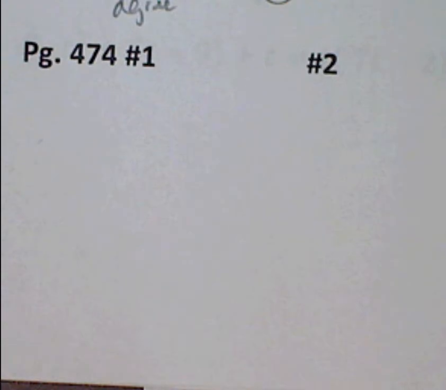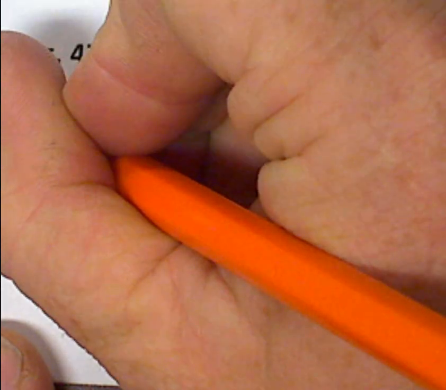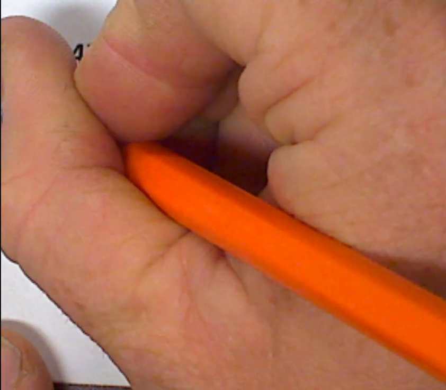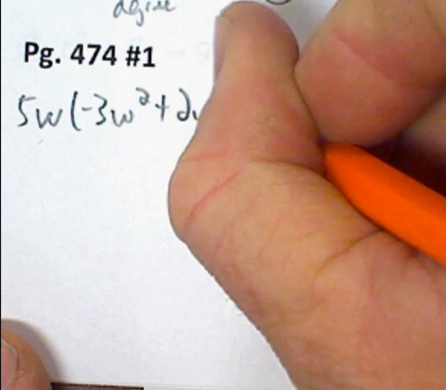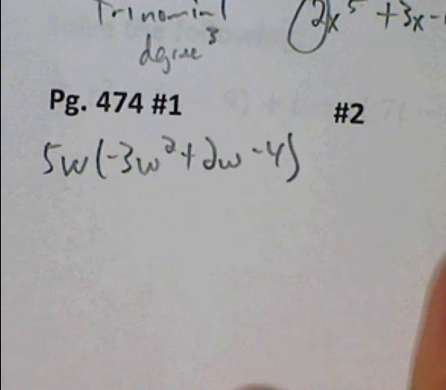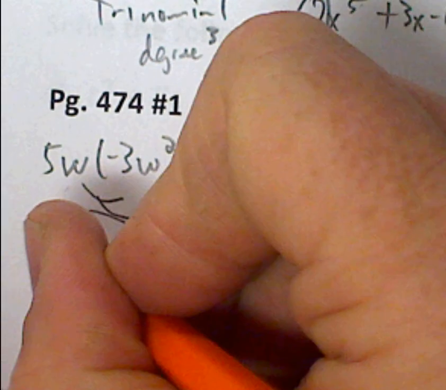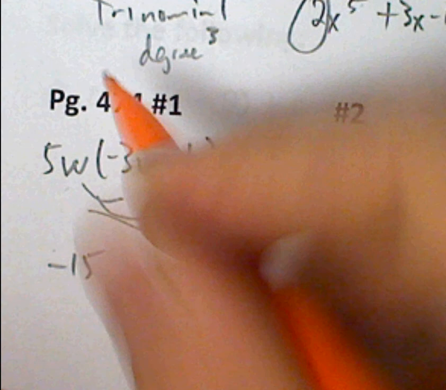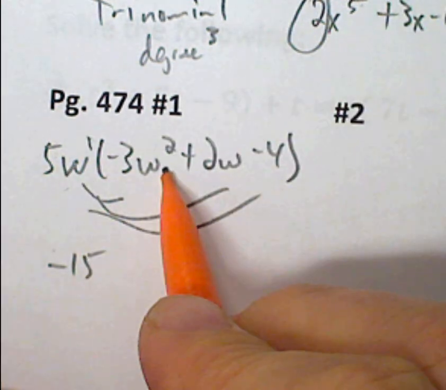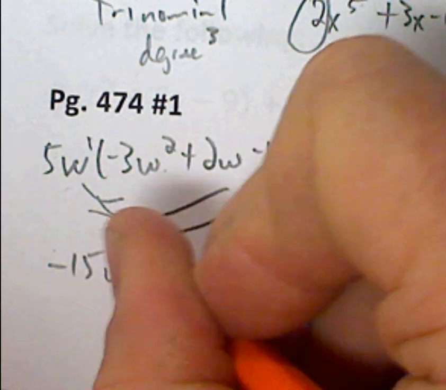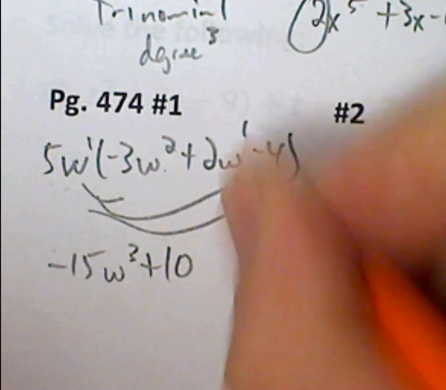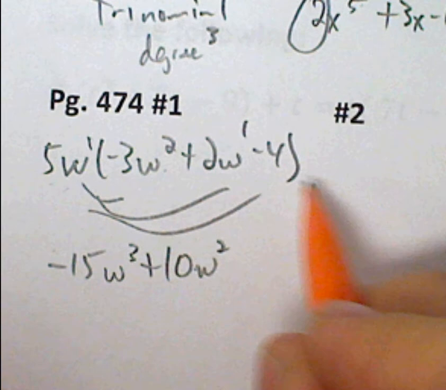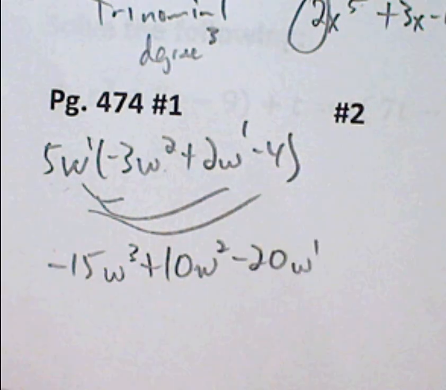Page 474, number 1. I got 5w, and I need to distribute negative 3w squared plus 2w minus 4. So if I distribute this, 5 times negative 3 is negative 15. w times w squared is w to the third. 5 times 2 is 10. w times w is w squared. 5 times negative 4 is negative 20. w to the first.